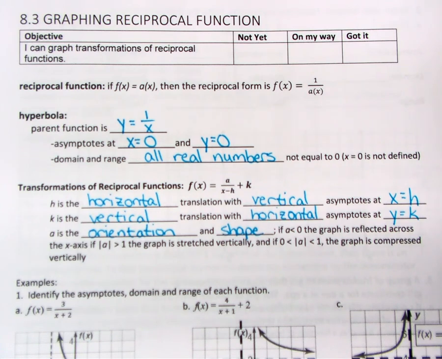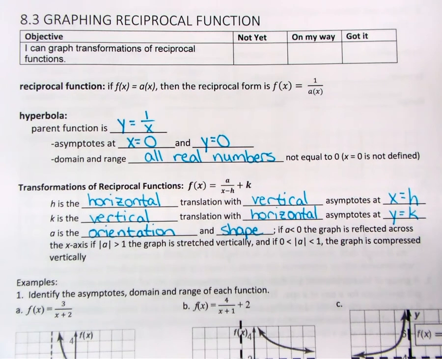Transformations of these reciprocal functions. Just like all of the other functions that we've seen, they don't just stay in that one spot. They move all around. So the h and the k values are coming back from our previous chapters. H, remember, represents the horizontal translation. K represents the vertical translation.